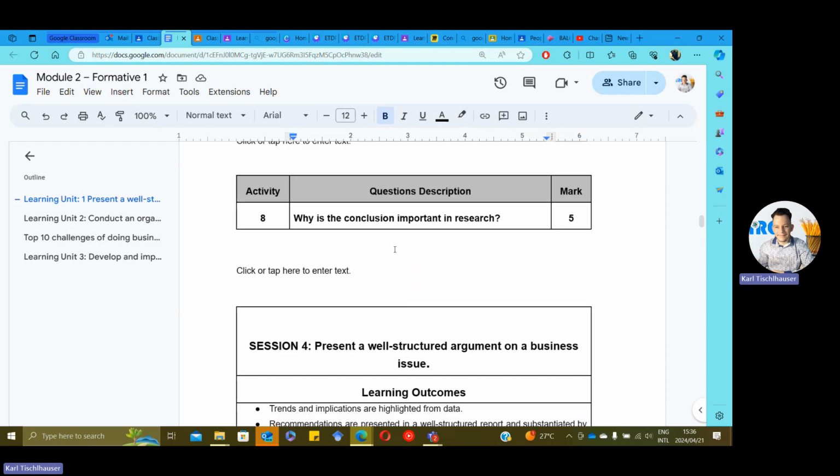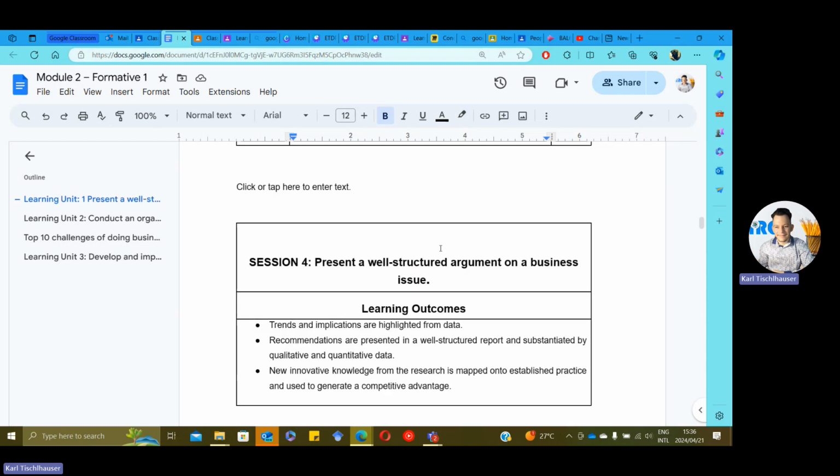Number 8 says, why is a conclusion important in research? This was covered in some depth also in the class discussion. But remember that the conclusion is our last chance to leave a lasting impression on the person who's reading our research. So we try to make it as punchy and snappy. We also try to make sure we summarize the key points of our argument in that conclusion paragraph. That's what we're looking for in our response here.